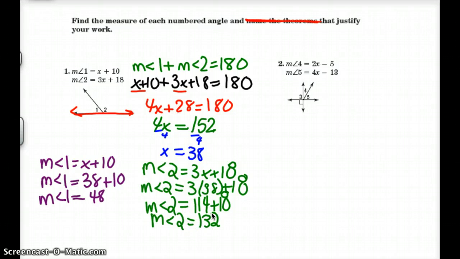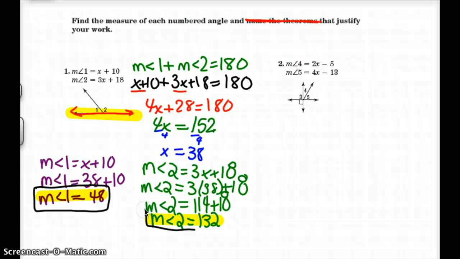Measure of angle 2 is 132. Now, as a double checker, guys, you can add those two angles together. They're supposed to form a straight line. Do they add up to 180? Yes, they do. So I do have my correct answers here. I'm going to box them in. Now, people, I expect this detailed work on this assignment. You need to make sure you write all the details down or you will not get full credit. Let's take a look at example number 2.